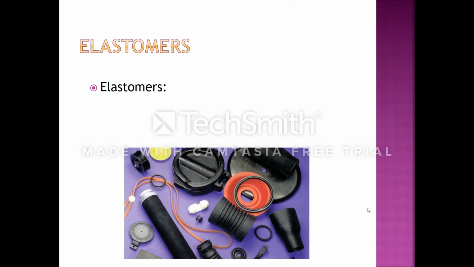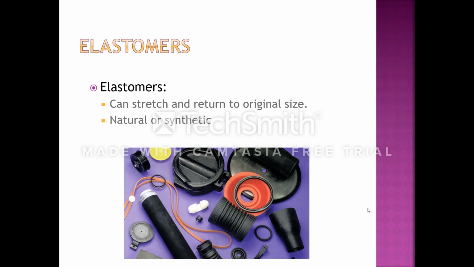And then elastomers, the last one. They can stretch and return to the original size, so like rubber bands, hair ties, things like that. They're natural or synthetic, because rubber is a natural polymer. And so rubber and neoprene are examples of elastomers. So that's what we're going to cover today. The different types of woods we talked about up there, and then the plastics and stuff as we talked about, and we went through those.